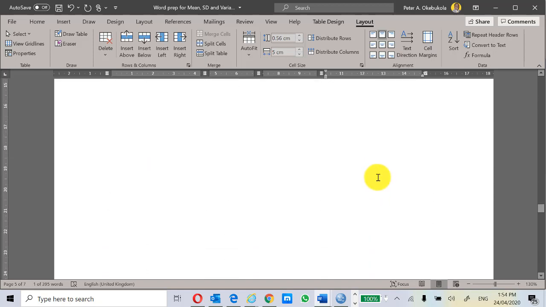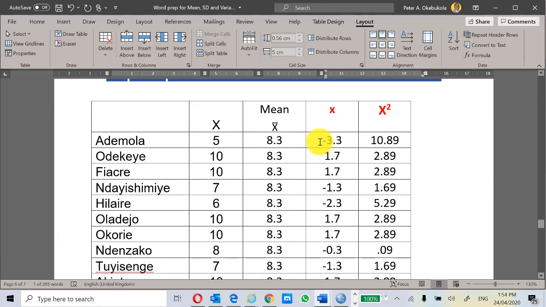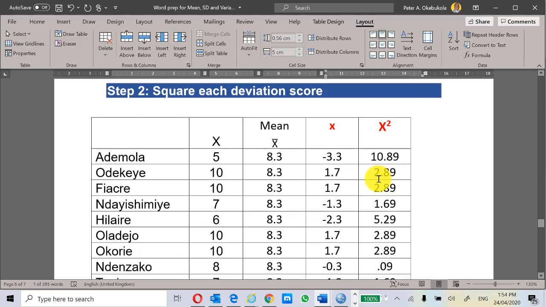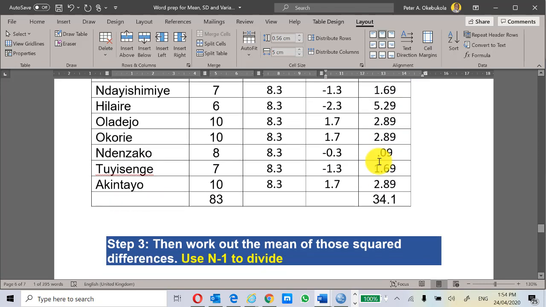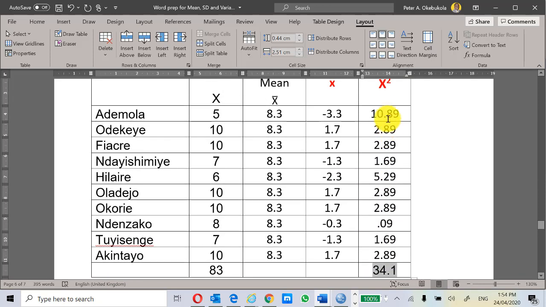As I said, we're going to square this. When we square, this is what we get. If you square minus 3.3, that's minus 3.3 times minus 3.3, you get this. 1.7 times 1.7, you get this. The purpose of squaring is just to eliminate the negative sign, so we don't end up with zero. We then end up getting 34.1 when we add up. That's the next thing to do, to add up. So this is the adding up of these.